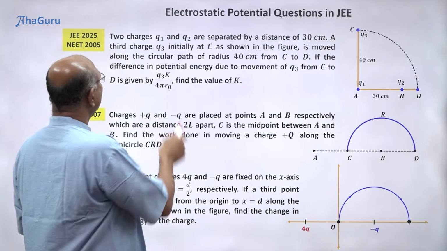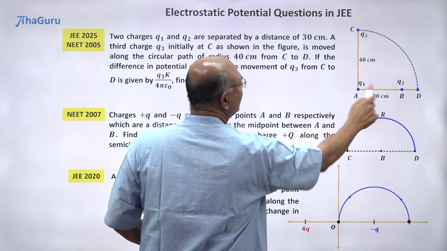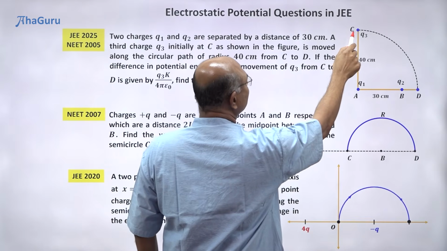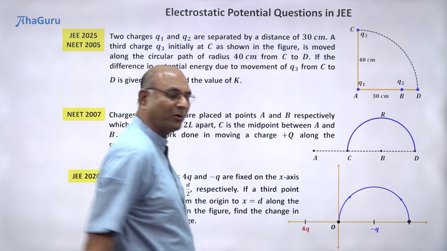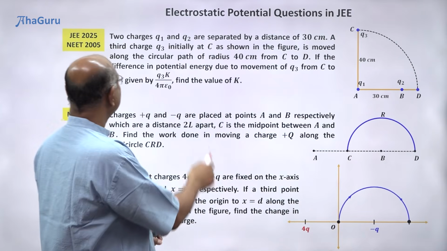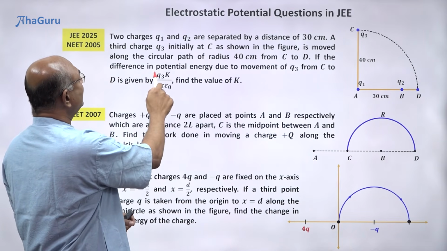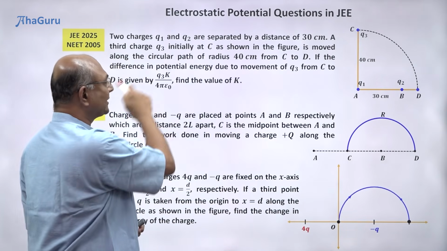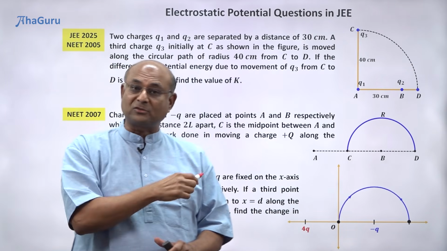And what are they asking you? There are two charges Q1 and Q2 kept here. And there is a third charge Q3 that was originally there, and it is basically brought to this point. So when you move this charge from here to there, the question that is asked is, what is the difference in the potential energy? I'll show you how to solve this question.